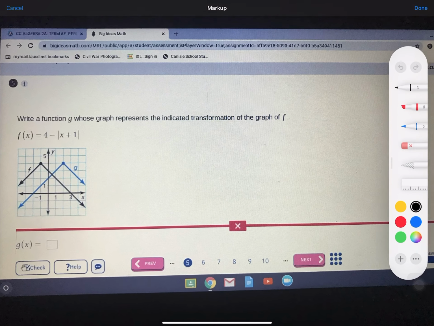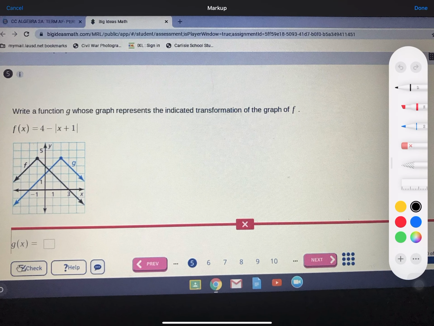So next problem, write the function g whose graph represents the transformation of f. So here is our f function, and I think for this problem they just want us to write the equation of g. So here is g. The vertex is (2, 4). Okay with that? That's our vertex, (2, 4). And we know that the slope is negative 1 over 1. So we already have everything we need. So a is negative 1. So y is equal to negative 1 times the absolute value of x minus 2, plus 4.